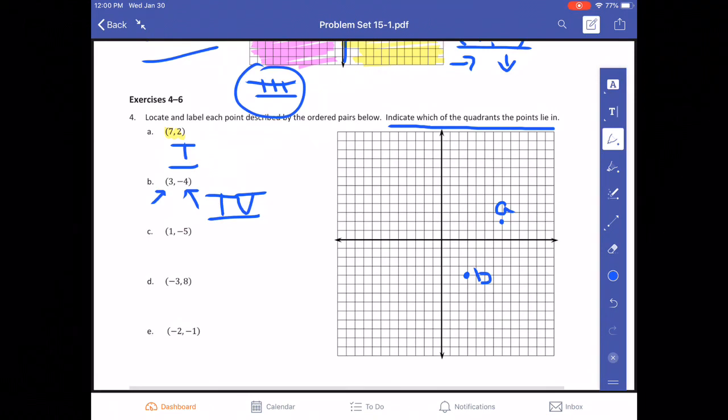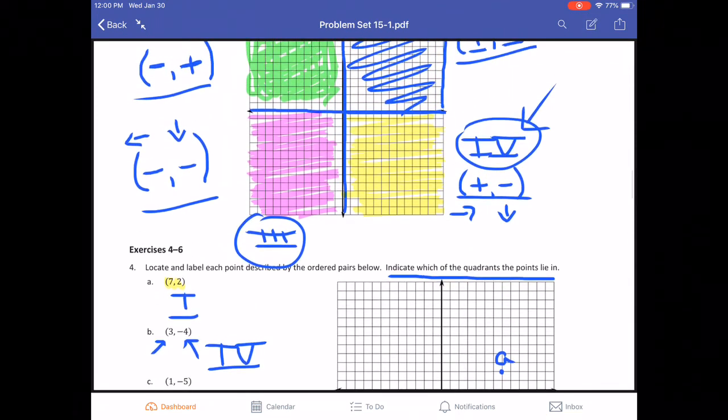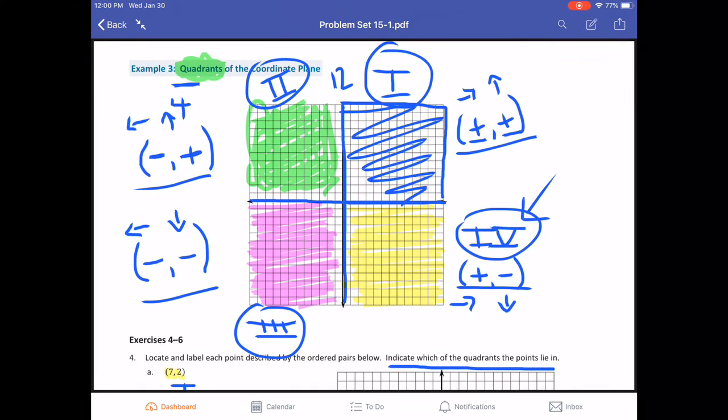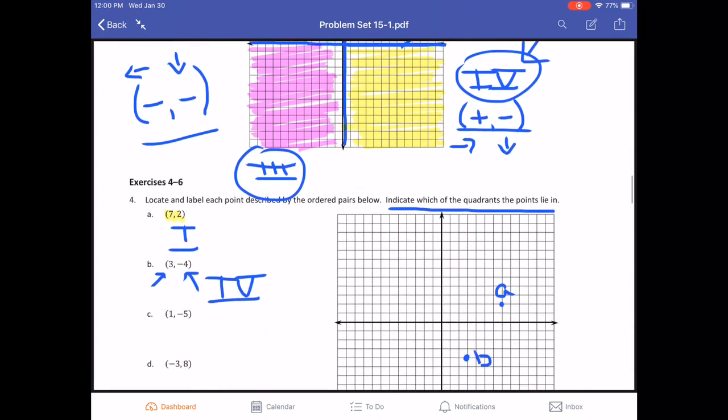You're going to plot the points and tell me which quadrant it lies in. Try to use the little hints that I gave you above about the signs of each one of your coordinates to identify which quadrant it would lie in. Okay?